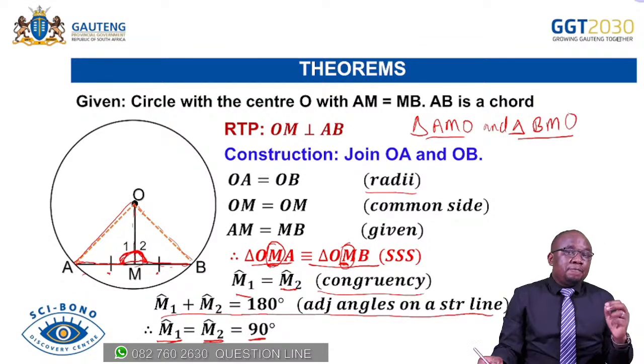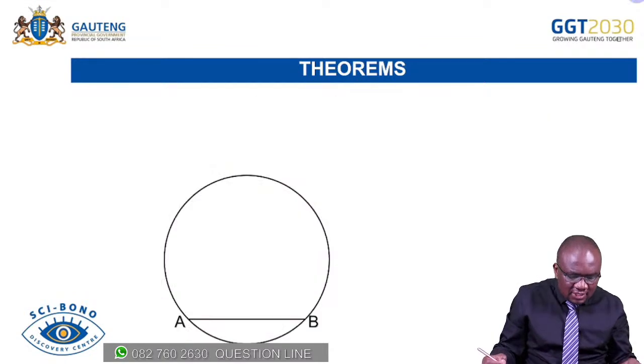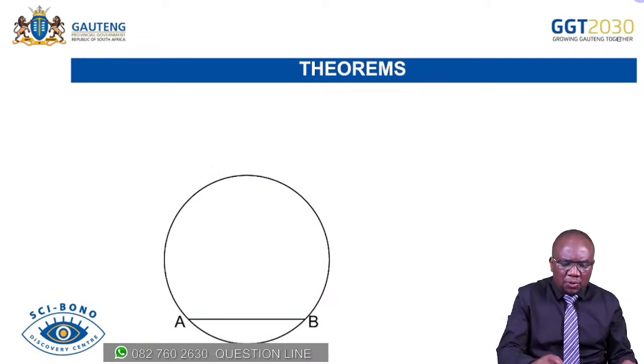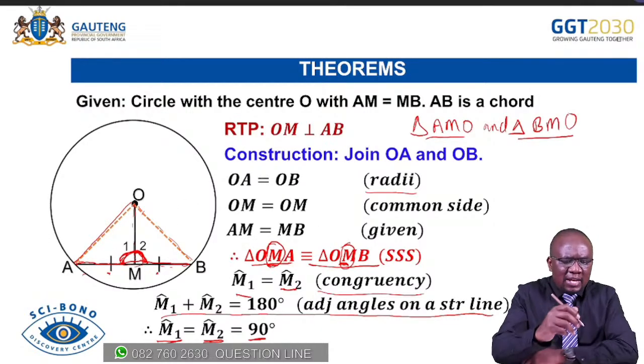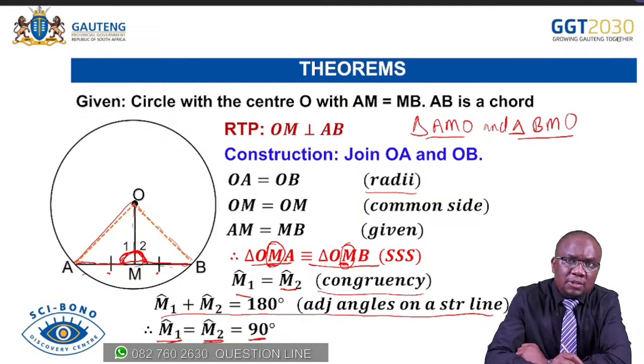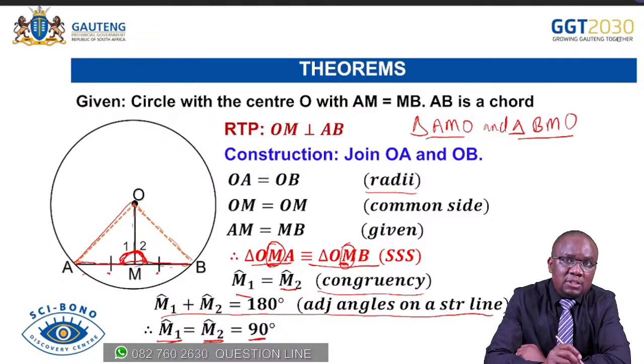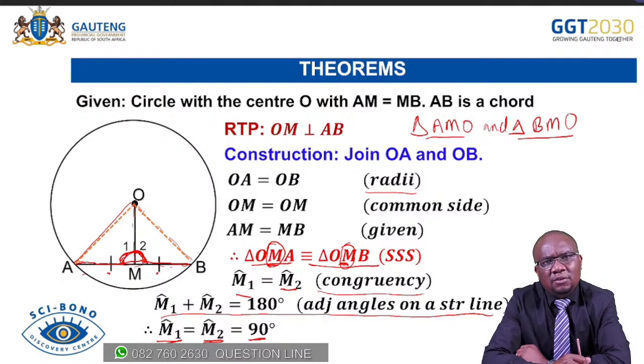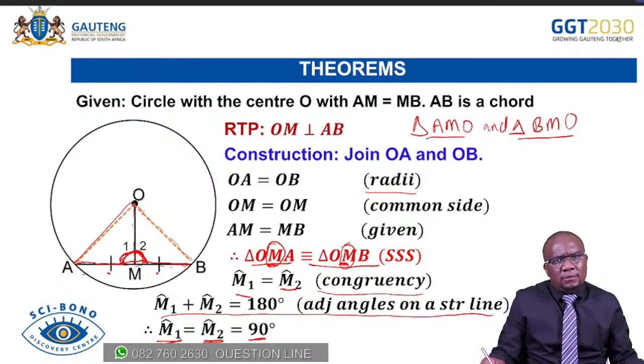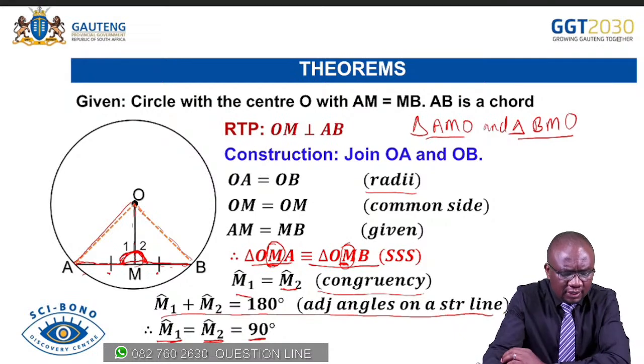So now we've proved that this angle here is 90 degrees. So we can say that a line drawn from the center to the midpoint of the chord is perpendicular to the chord. We've proved that. Right, let's move on.